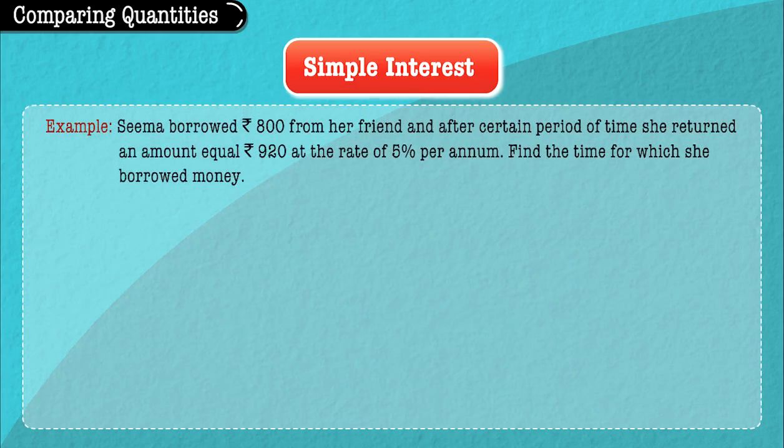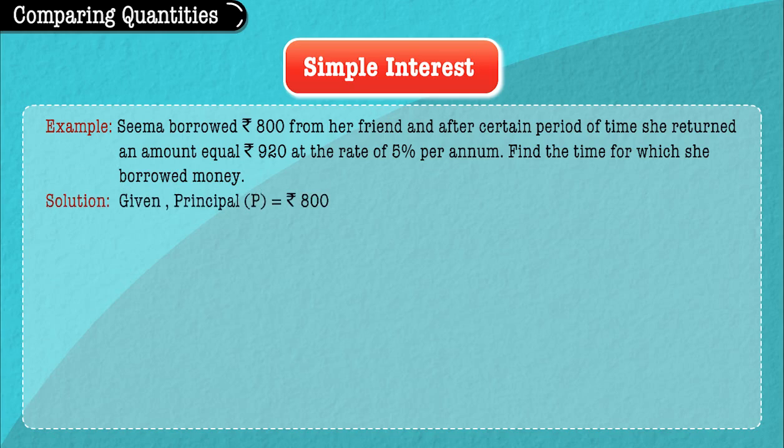Example: Seema borrowed 800 rupees from her friend, and after a certain period of time, she returned an amount equal to rupees 920 at the rate of 5% per annum. Find the time for which she borrowed money.